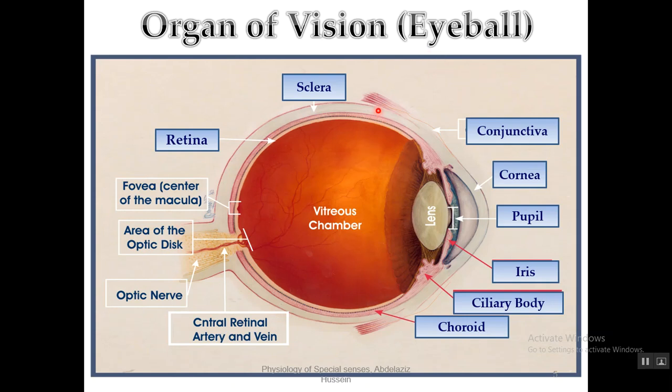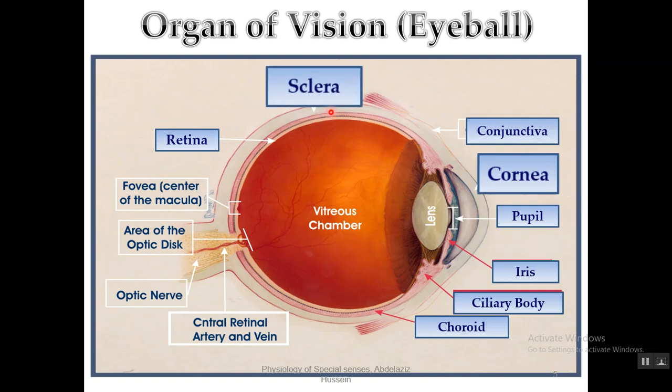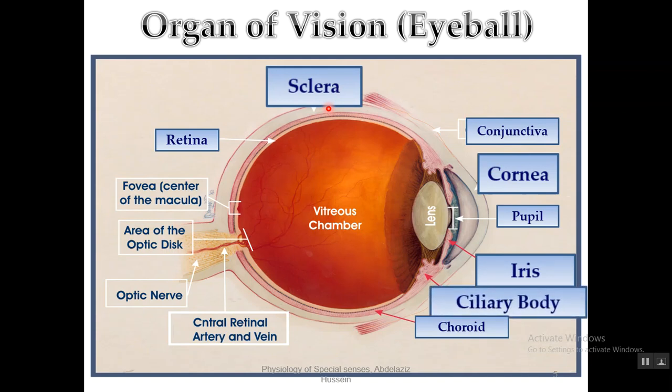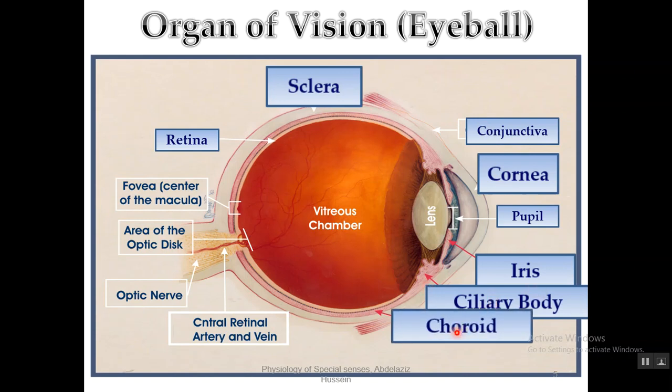The eyeball, as we know, is a nearly spherical structure, consisting of a wall and a cavity. The wall consists of 3 layers. The outer layer consists of an anterior transparent part called the cornea and a posterior opaque part called the sclera. The middle layer consists of the iris and ciliary body. The anterior part is the iris, the middle part is the ciliary body, and finally the choroid. Iris, ciliary body, and the choroid.